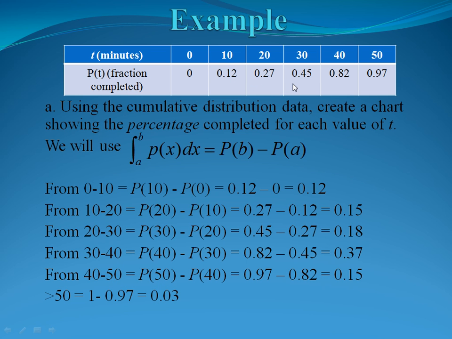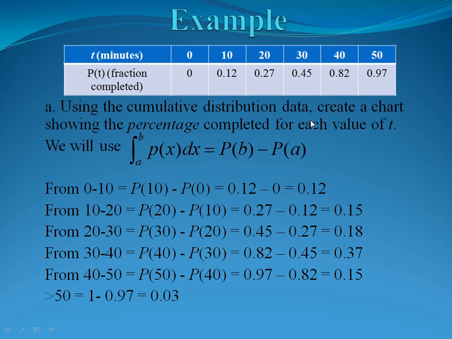Between 20 and 30 minutes, again, we're going to subtract these two numbers here to get just the 10-minute interval. So 0.45 minus 0.27 gives us 18%. From 30 to 40 minutes, we're going to do 0.82 minus 0.45. So that tells us 37% of students finished between 30 and 40 minutes. From 40 to 50, we'll do 0.97 minus 0.82, which gives us 15%.